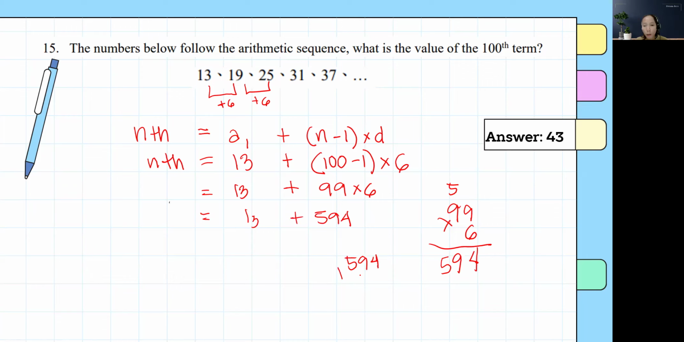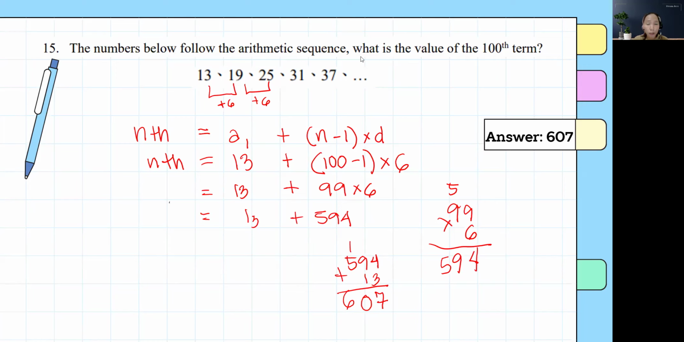594 plus 13. 3 plus 4 is 7. 9 plus 1 is 10. 0, carry 1. 5 plus 1 is 6. So this should be 607. Thank you for pointing it out. Okay, let me change that. 607. Okay, that's great. Thank you for pointing it out.